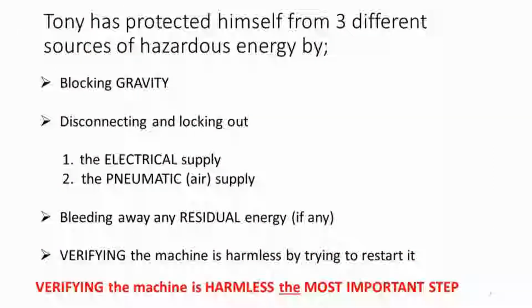In this lockout example, Tony has protected himself from 3 different sources of hazardous energy by blocking gravity, by disconnecting and locking out the electrical supply and the pneumatic or the air supply, and by bleeding away any residual energy, if any, and by verifying the machine is harmless by trying to restart it at the control panel. Verifying the machine is harmless is the most important step in lockout.